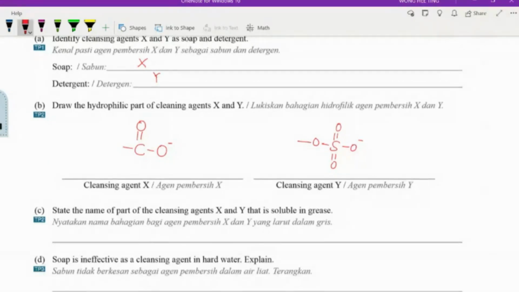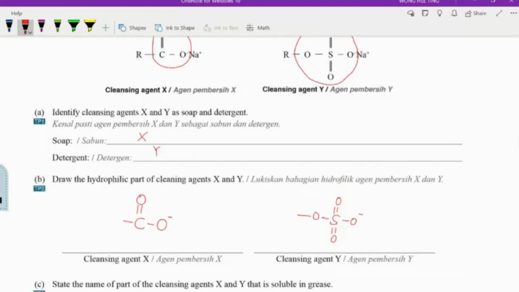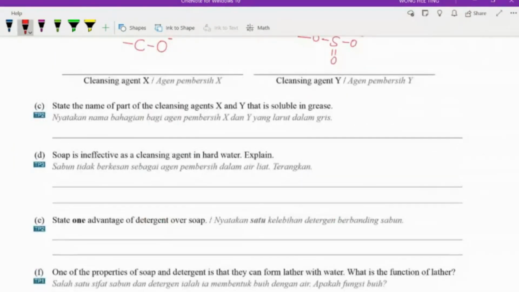And now state the name of the part of the cleansing agents X and Y that is soluble in grease. What is the name for the part? Recall just now, question 1 already mentioned. It's called hydrophobic. Now, soap is ineffective as a cleansing agent in hard water. Explain why.